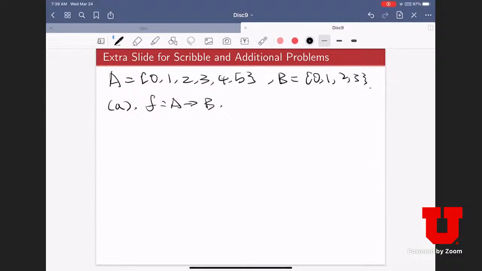So where every element maps to another distinct element in its codomain. So this one is not 1-to-1.